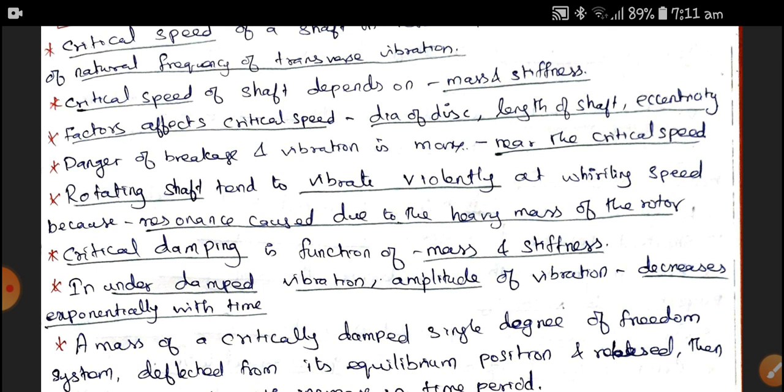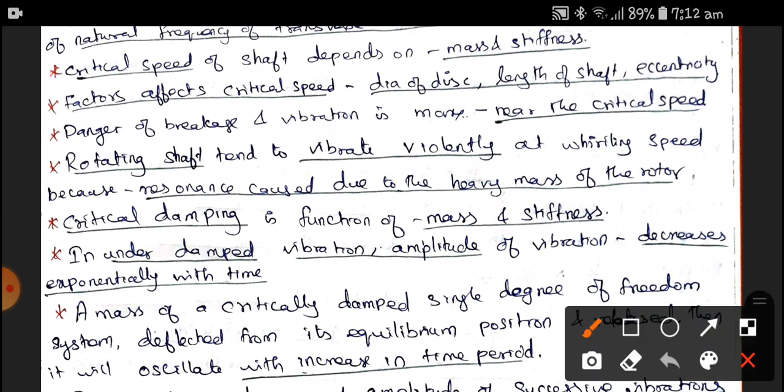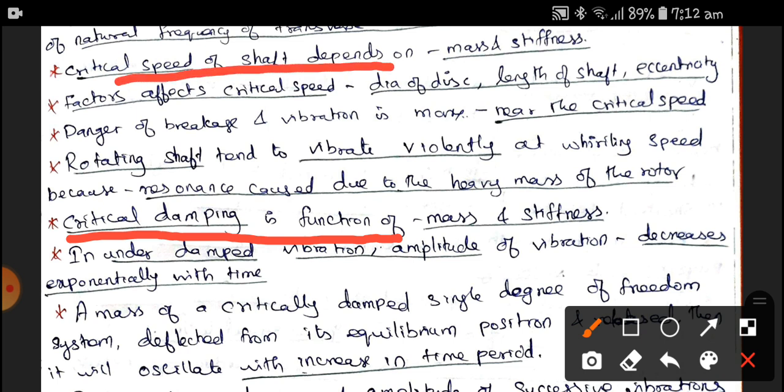When we have a critical speed, the rotating shaft tends to vibrate violently at the whirling speed. It is because of resonance caused due to the heavy mass of the rotor. And also, the critical speed is a function of mass and stiffness. Here you have to notice that critical damping is a function of mass and stiffness, whereas critical speed of the shaft depends on mass and stiffness. You have to understand.